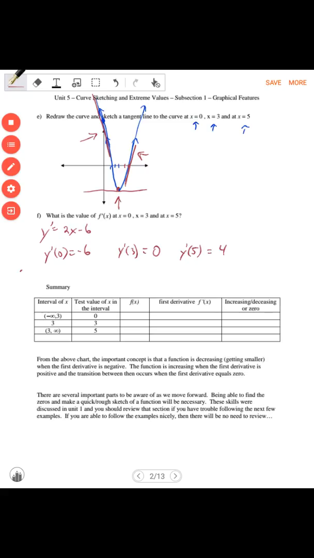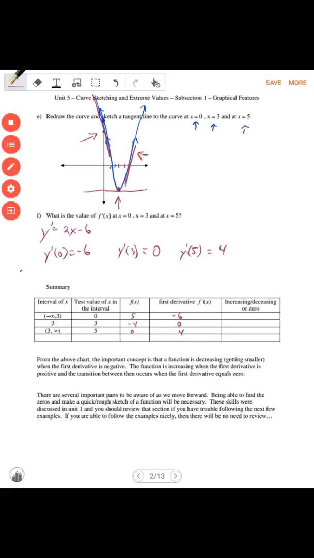Okay, so let's write down the summary. So f of x: when x is 0, y is 5. When x is 3, y is negative 4. And when x is positive 5, y is 0. The first derivative of these: at 0 we said it was negative 6, this was 0, and this guy was positive 4.